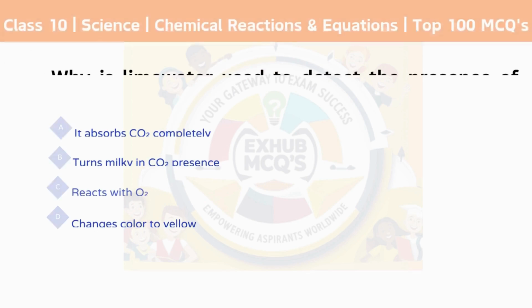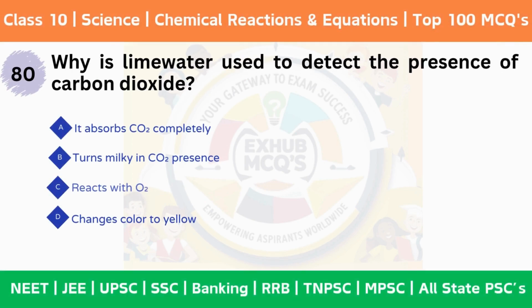sodium chloride. Why is lime water used to detect the presence of carbon dioxide? Option A, it absorbs carbon dioxide completely. Option B, turns milky in the presence of carbon dioxide. Option C, reacts with oxygen. Option D, changes color to yellow.